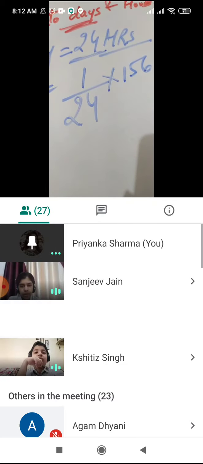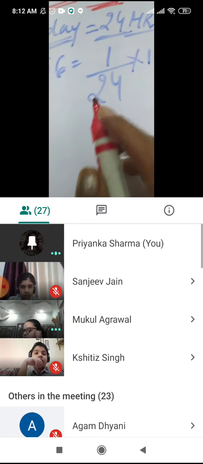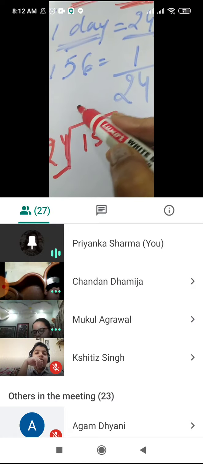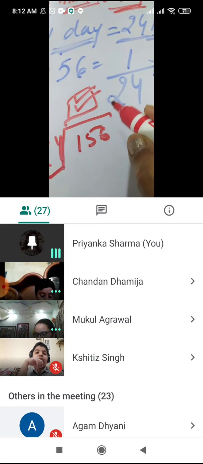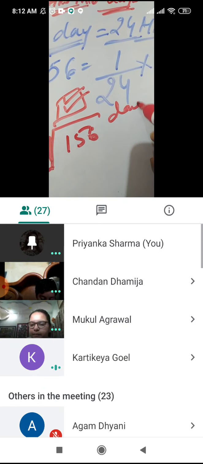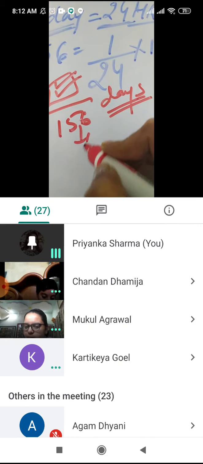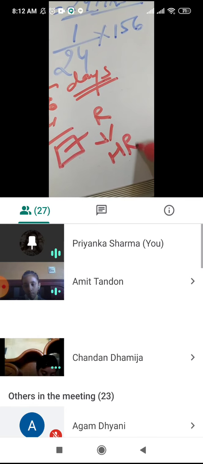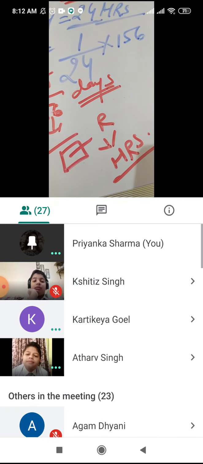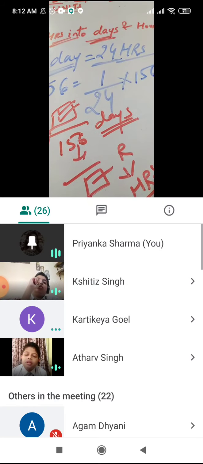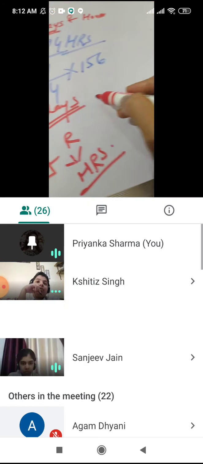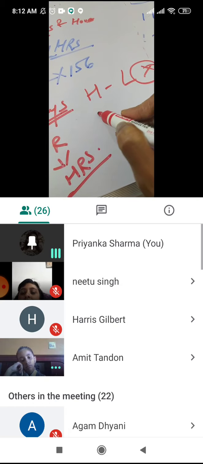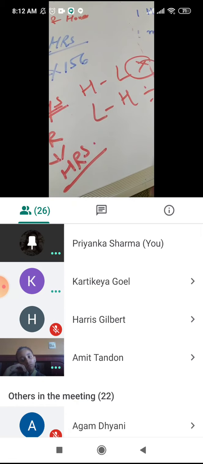Then again we will divide 156 by 24. After division, whatever we get as the quotient will be days. The bigger unit is days. And whatever we get in the remainder will be our hours, the smaller unit. Okay. Clear to everybody? The main thing you have to keep in mind is that when we convert higher into lower, we multiply. When we convert lower into higher, we divide.